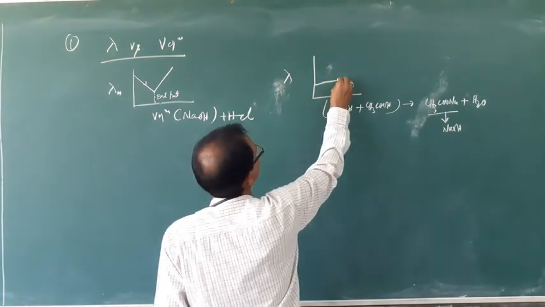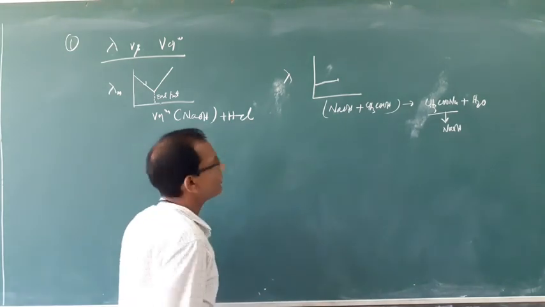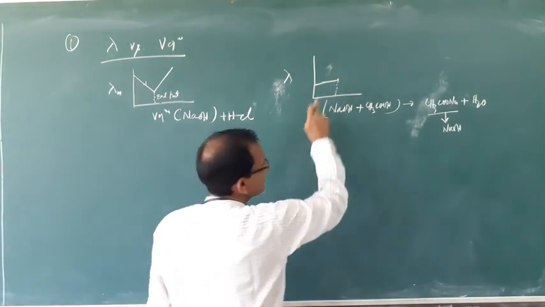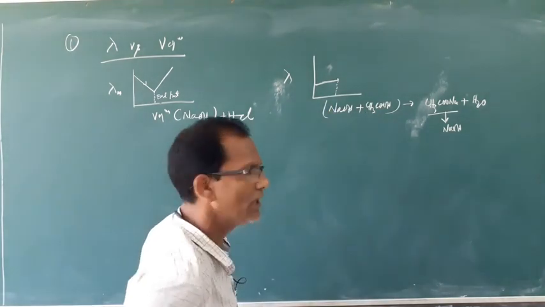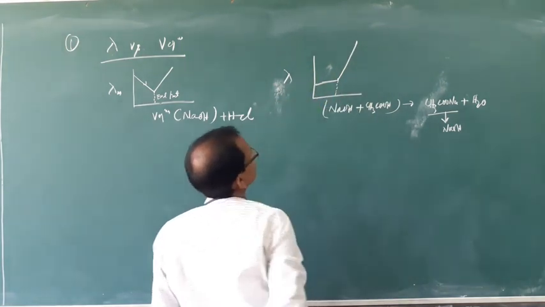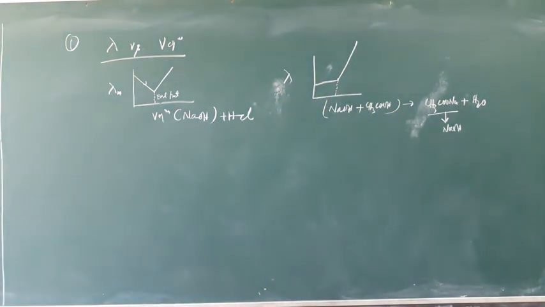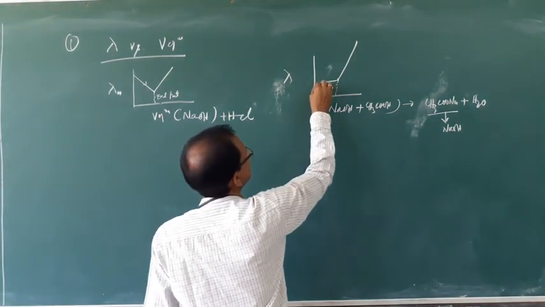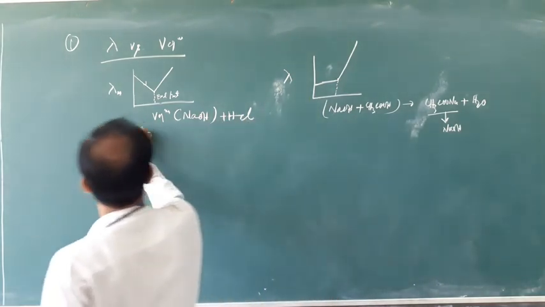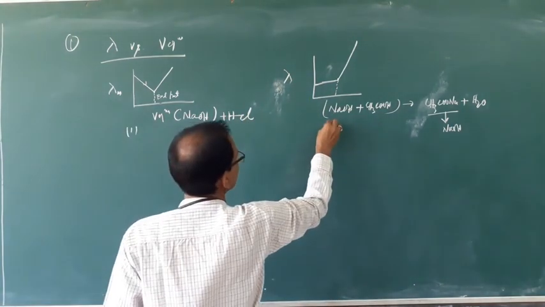So this is the end point. Then after neutralization, when you add further NaOH, the conductance increases sharply. This is the graph for NaOH and acetic acid. This is the first graph, this is the second graph.